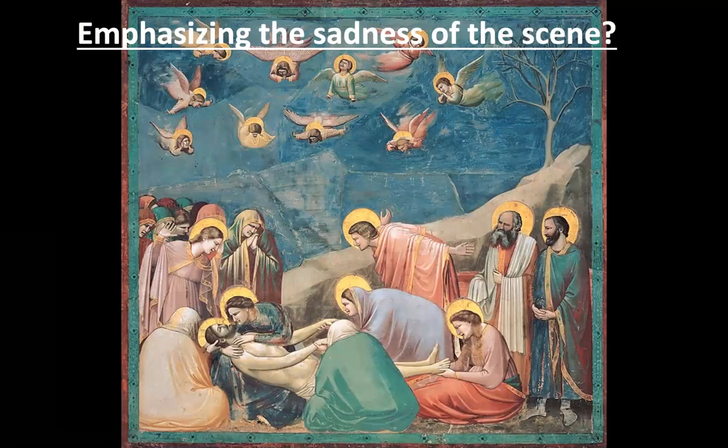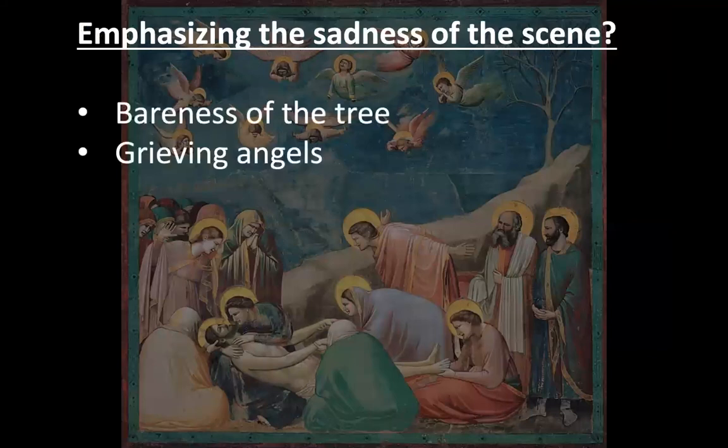Also, he's using some symbolism to emphasize the sadness of the scene by having that bare tree, which we know, again, we know it's going to grow leaves. We know that tree is going to resurrect. So he's connecting that to the sadness and the death at the time, which will grow again later. And then the grieving angels.